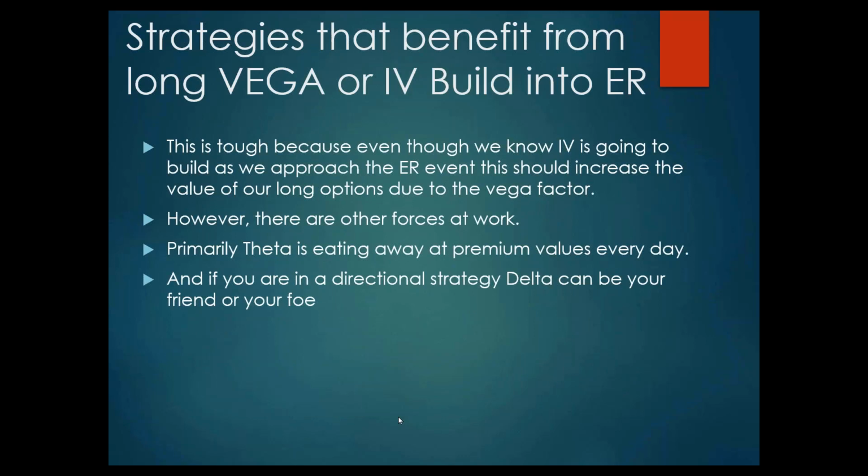Strategies that benefit from long Vega or IV build into ER. I'm trying to drive this point home. This is tough because even though we're looking for strategies that will appreciate, positions that will profit from IV building into an earnings release event, you don't hear these talked about very often. They're pretty rare.